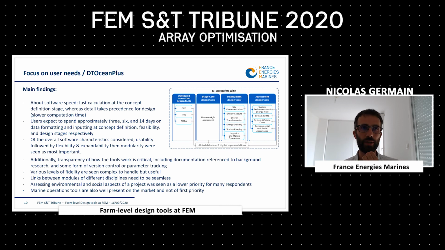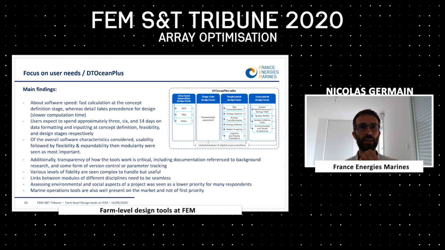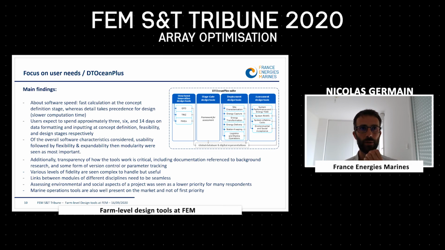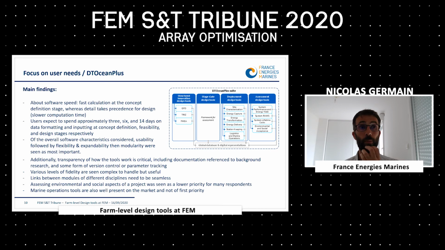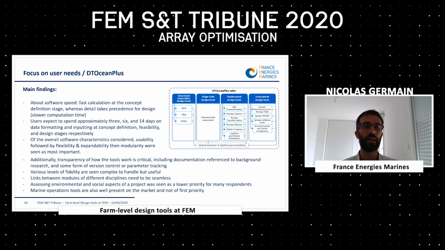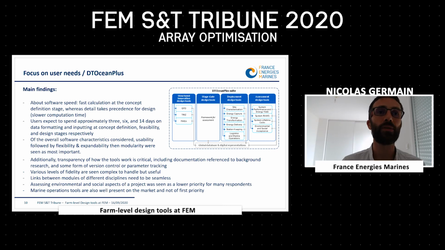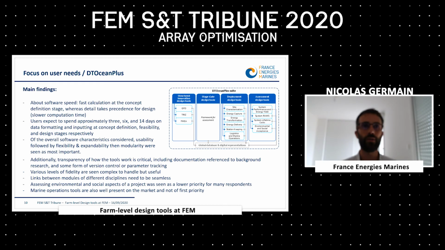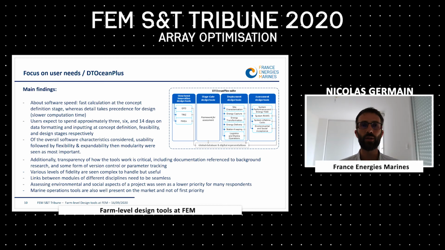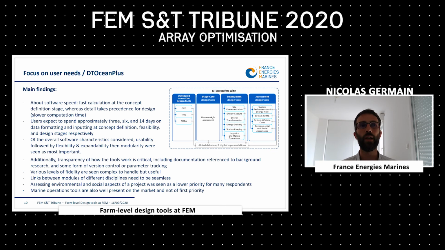From the software perspective, what is expected as characteristics: usability, followed by flexibility and expandability, and lastly modularity, as the software qualities most expected by users. An important point also is transparency. How the tool works is critical, and which literature and what background research backs your method and the algorithm.